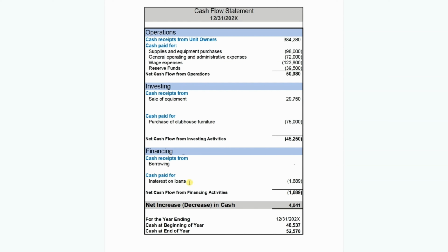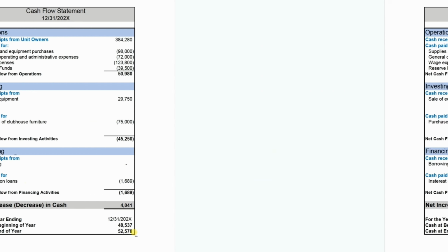Net increase in cash is a positive $4,041. As with any other properly managed enterprise, it's always a good thing for a condo association to have a positive cash flow at the end of the year, as minimal as it may be, if it doesn't negatively impact the association's operation. So this condo started the year with $48,537 in cash, and at the year end, it had $52,578.